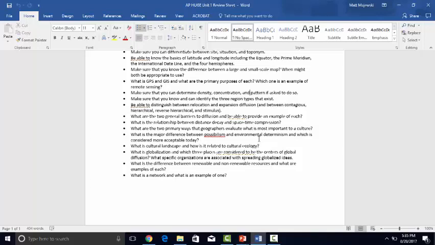More and more, we are becoming a globalized world where we're way more connected than ever before. It's largely because of the efforts of those three places that spread these ideas to the rest of the world. So the United States, Europe, and Japan. What specific organizations are associated with spreading globalized ideas?